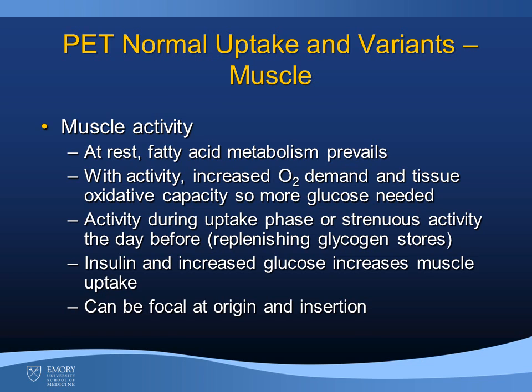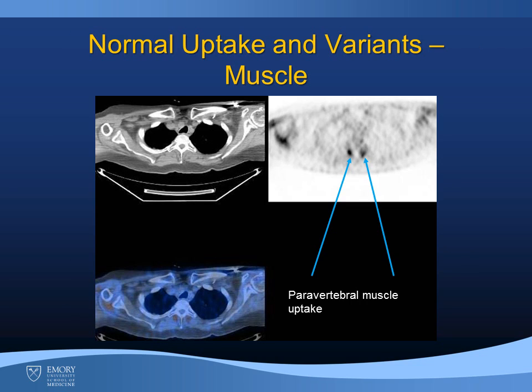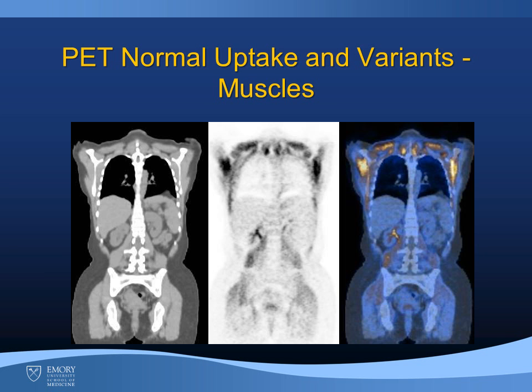Both insulin and increased glucose increase muscle uptake as well, and uptake can be focal at the origin and insertion of muscle. Here we see normal paravertebral muscle uptake, commonly seen, especially if a patient is shivering. This patient looks like maybe they were working out the morning of the exam, and we could see activity in the shoulder girdle as well as within the muscles of the lower body.